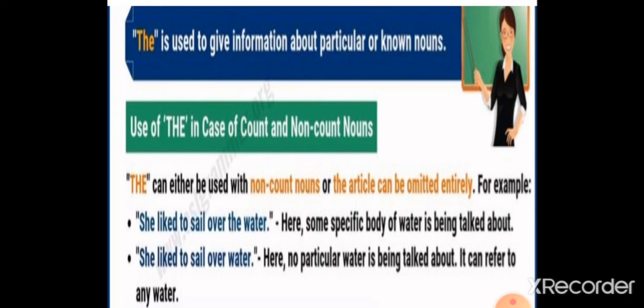The second thing, you have seen that water is an uncountable noun, so we have used "the". Though "the" signifies some particular thing or person, it can be used with both countable and uncountable nouns. She liked to sail over water. Now just see the difference. If I write she liked to sail over the water, then I am talking about some specific water body. But in the next sentence, she liked to sail over water, that means no particular water is being talked about. It can refer to any water.